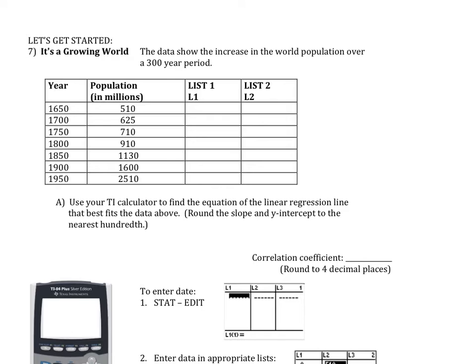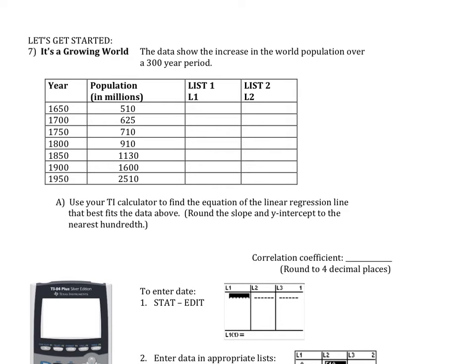Now go ahead and turn to number 7 in your packet. We're going to get started. It's a growing world problem. Here you really need to make sure you're helping each other out, getting our calculator completely ready to go.